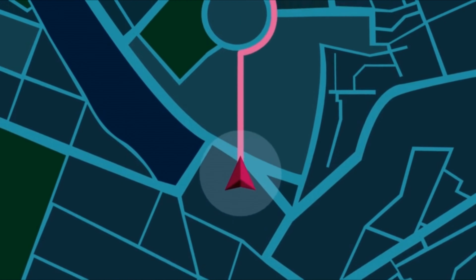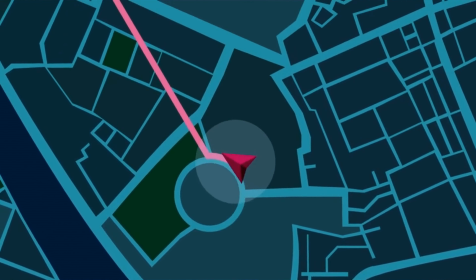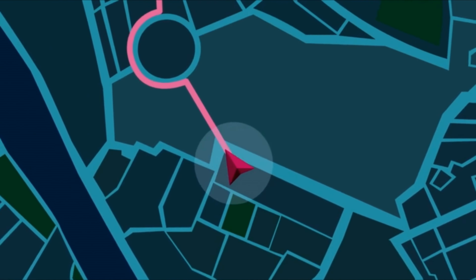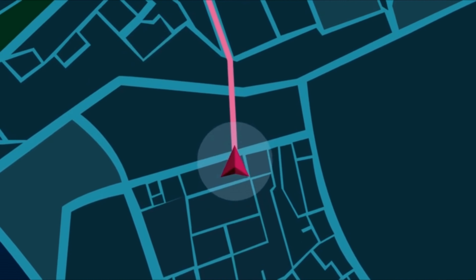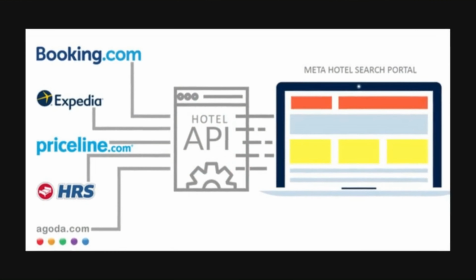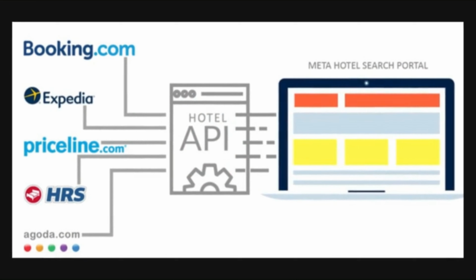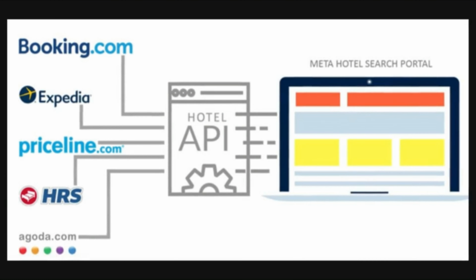When you use a navigation app to find the quickest route home, that app is using an API to access real-time traffic data. When you book a hotel room through an online travel agency, that agency is using APIs to connect to different hotel reservation systems.